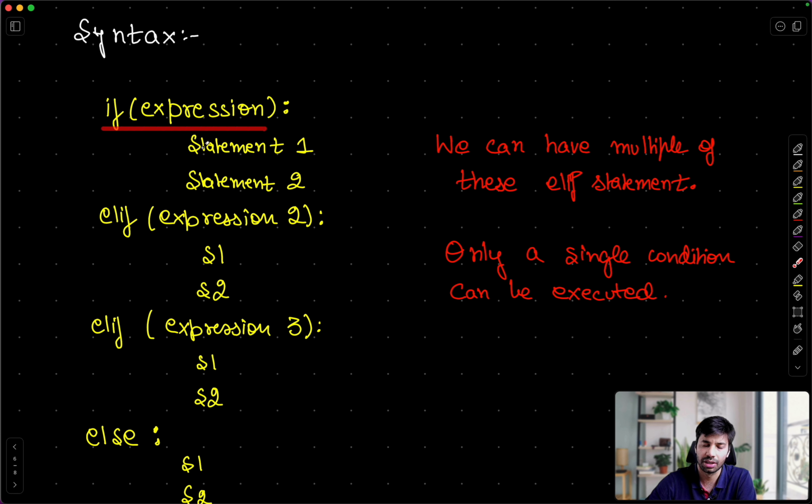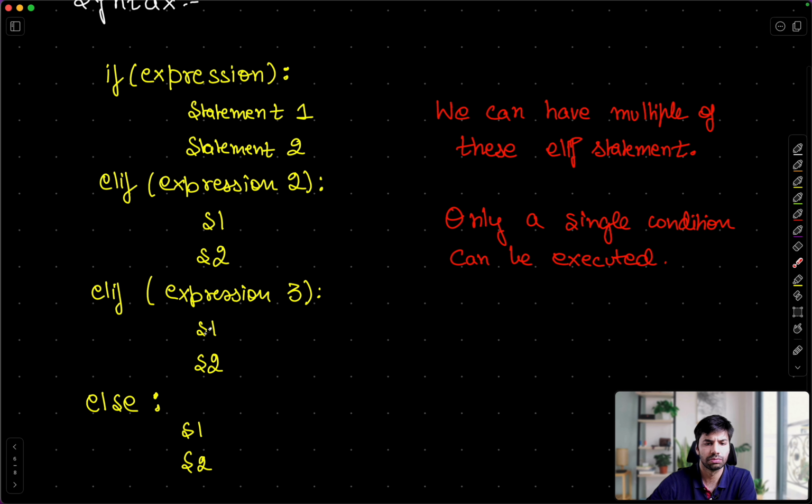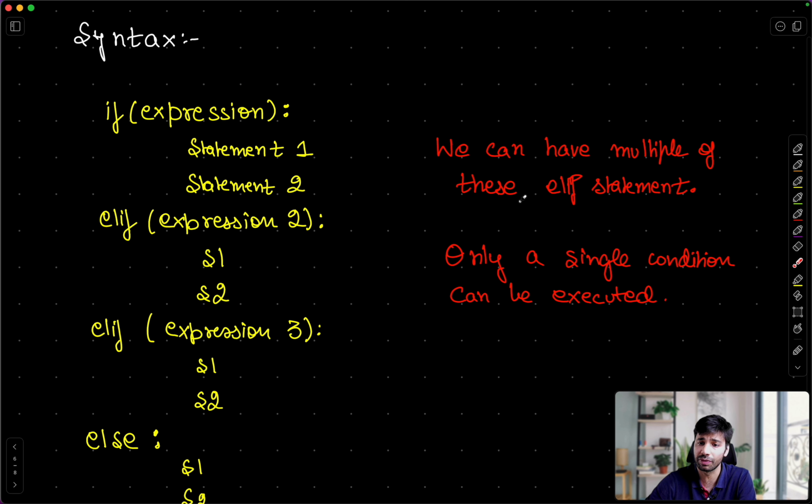So if expression, statement 1, statement 2. Now instead of else, we have elif and another expression. Statement 1, statement 2, like how many statements or blocks of statements you want. Elif 2, like this, and finally the else part. Okay, so that is how it happens. We can have multiple of these elif statements. Only a single condition can be executed.